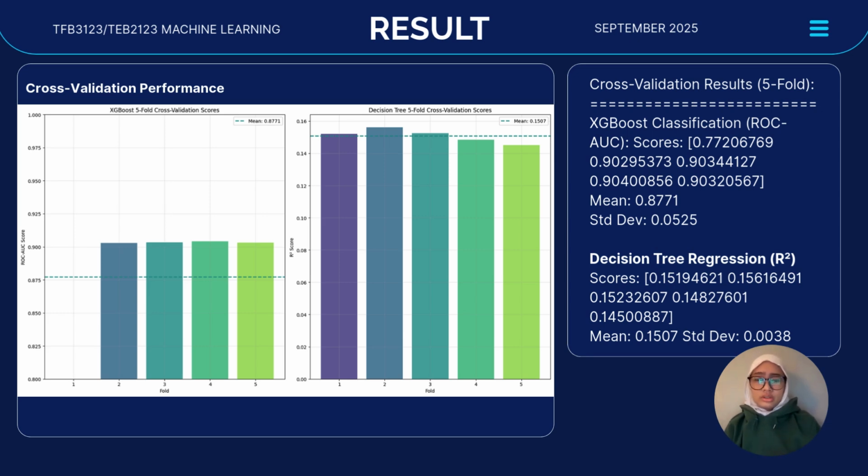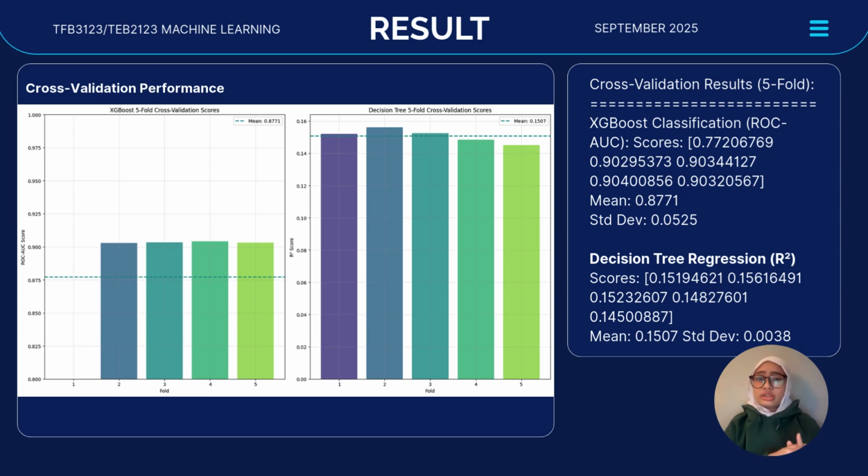And to ensure our models are reliable and not just a lucky one-time test set, we performed a five-fold cross-validation. For XGBoost classification, the primary goal is to show very strong performance. We achieved a mean ROC of 0.8771 across all five folds, and the low standard deviation of 0.0525 confirms that the model is highly stable and provides a reliable, unbiased measure of its predictive power for diabetes status.